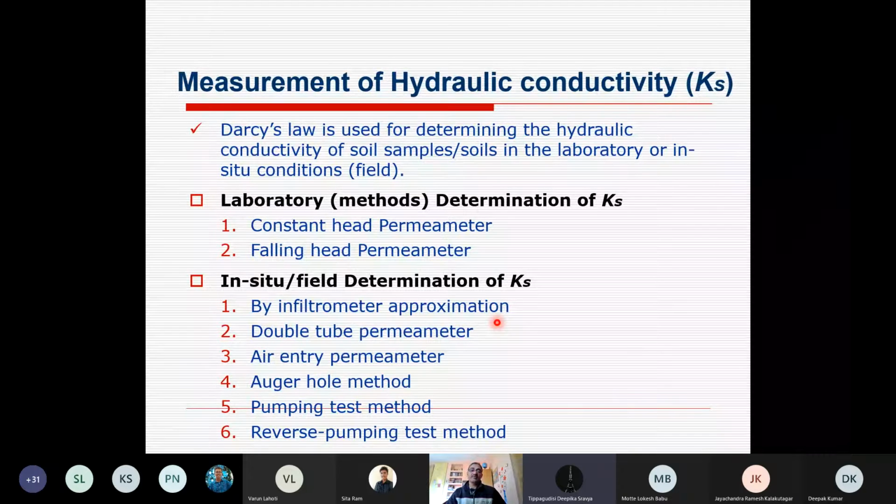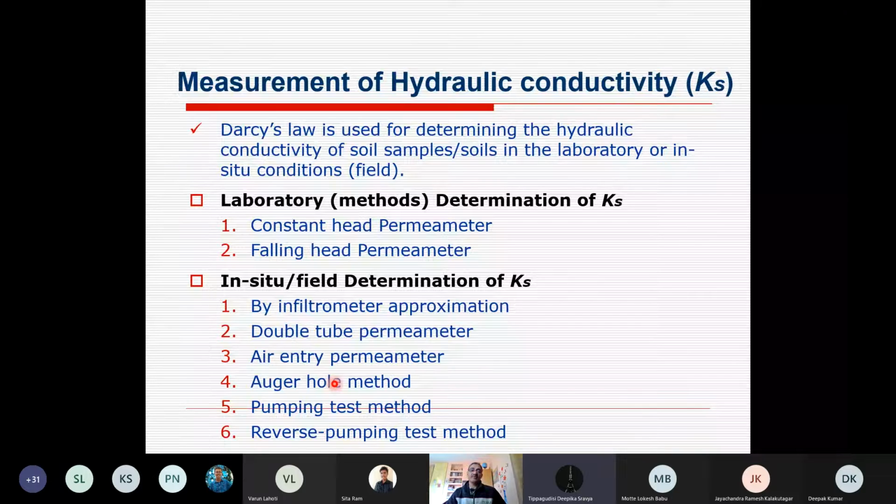Another method or instrument we are using is the double tube permeameter, to measure in situ, or in the field condition, the determination of saturated hydraulic conductivity. The third method is the air entry permeameter, which is used to estimate back the saturated hydraulic conductivity.